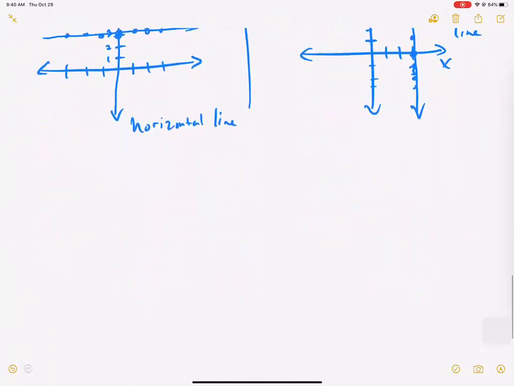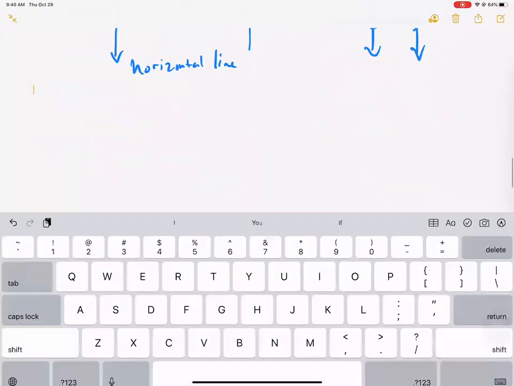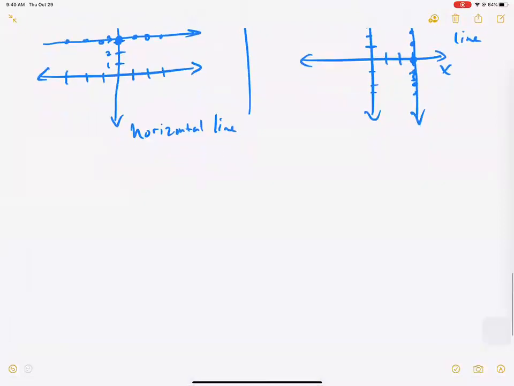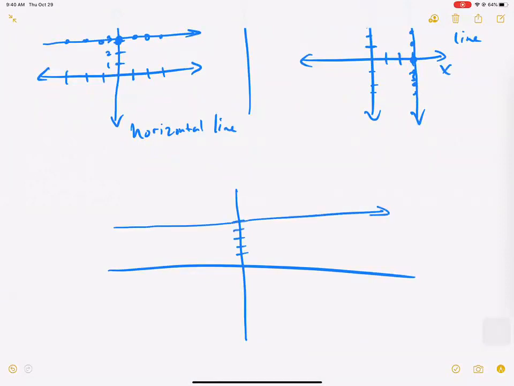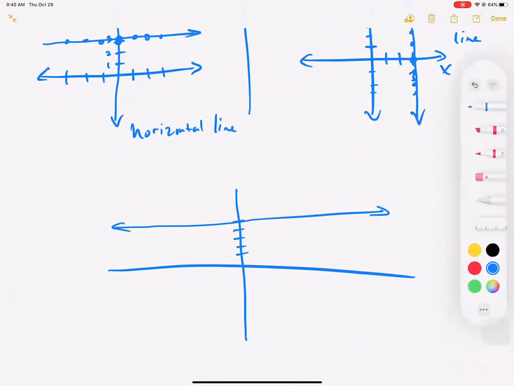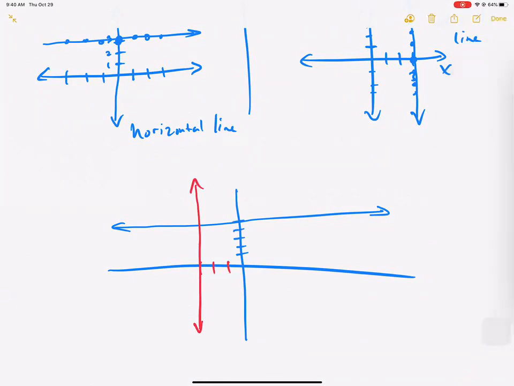So let me give you guys, let's go backwards. I'm going to draw you 2 equations here, 2 different line graphs, and you tell me which one's which. Okay, let's take a look at the blue graph first. Is the blue graph horizontal or vertical? I want you guys to think about that. Horizontal or vertical?